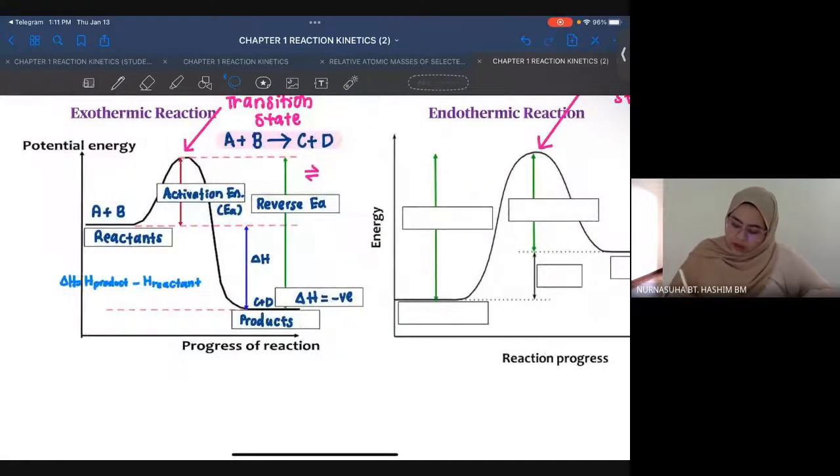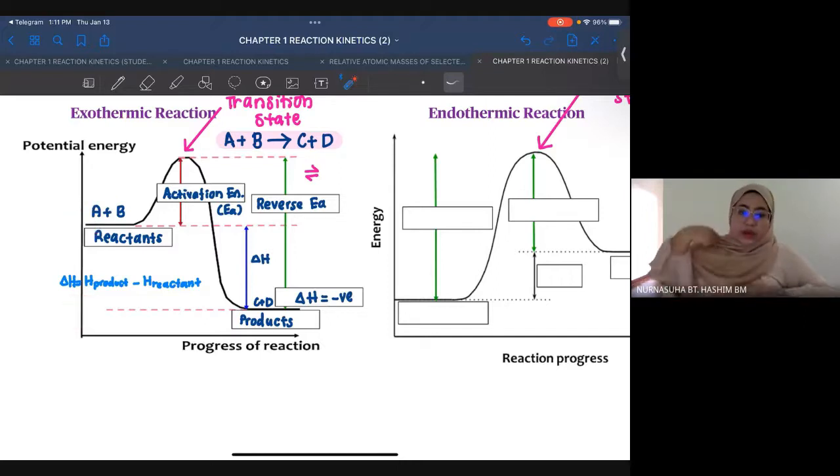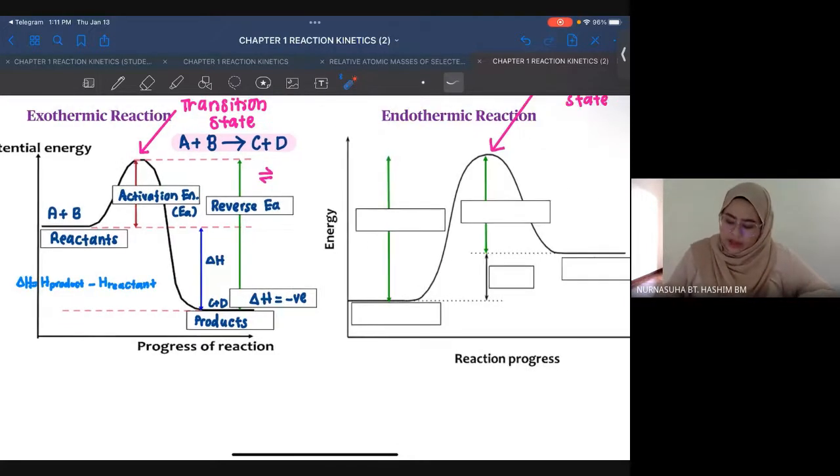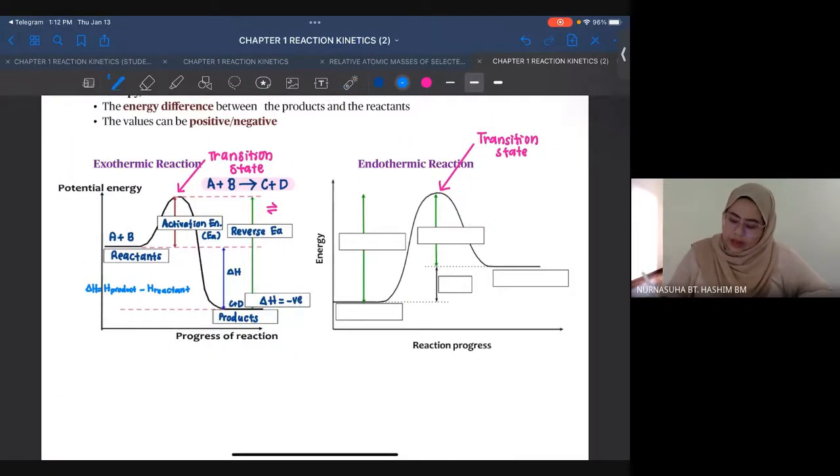Okay, so kalau awak tengok tenaga, here the energy of product lagi rendah berbanding energy of reactant. So maksudnya bila kita tolak product minus reactant, you will get negative value. Okay, so that's why delta H awak negatif untuk exothermic reaction. Okay, kita proceed dengan next one, endothermic.